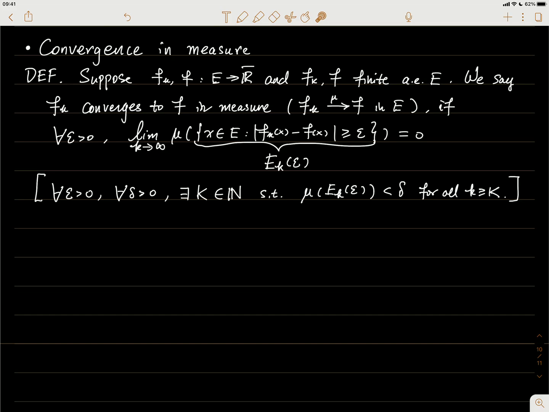And the question is whether these are all the possible limits of fk, and the answer is yes. So the limit of fk is unique up to the change of values on a measure zero set. Or, if you have two limits of fk, then they must be equal almost everywhere. Okay, so that's the theorem I'm going to show next.